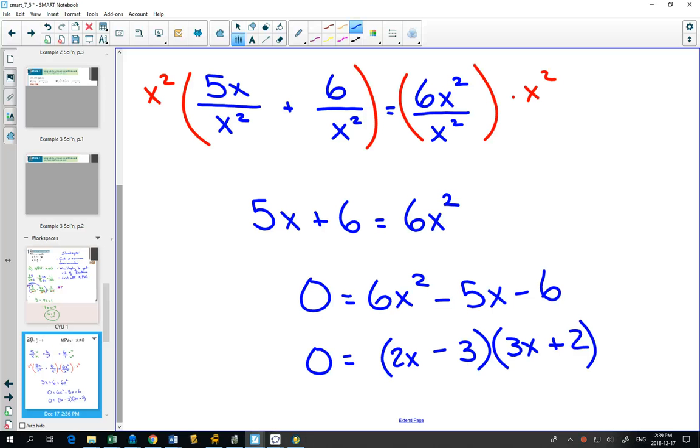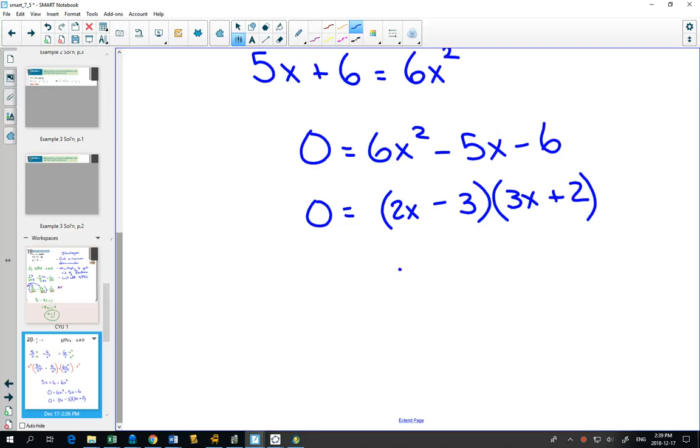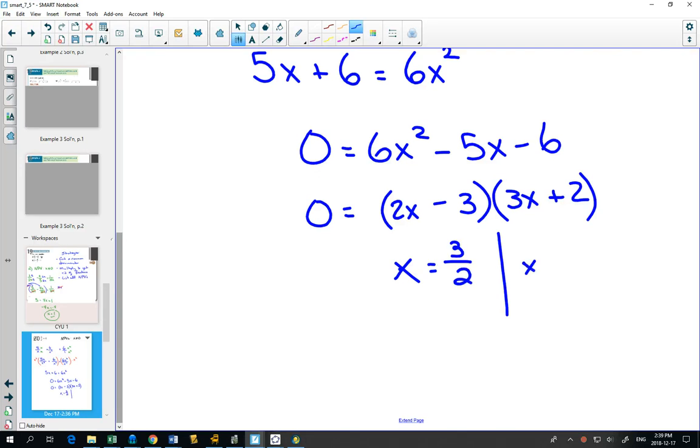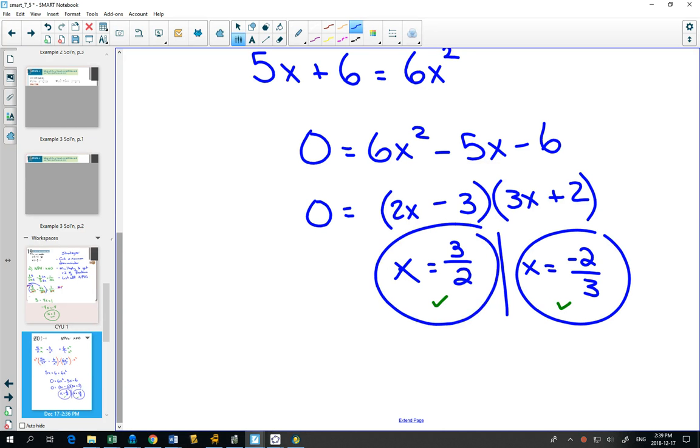And so our solutions here, x could be 3/2, and here, x would be negative 2/3. Are either of those our non-permissible value? Nope. So this one is good, and this one is good. And we have two solutions.